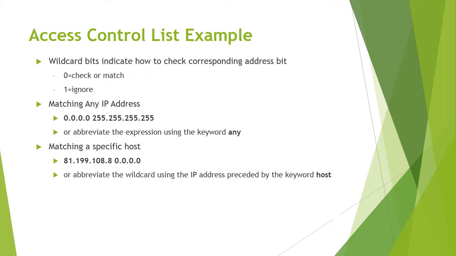Matching any IP address: subnet mask 0000 and wildcard mask 255.255.255.255, or abbreviate the expression using the keyword any. Matching a specific host: 81.199.108.80 with 0.0.0.0, or abbreviate the wildcard using the IP address preceded by the keyword host.